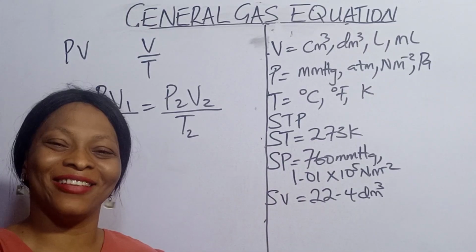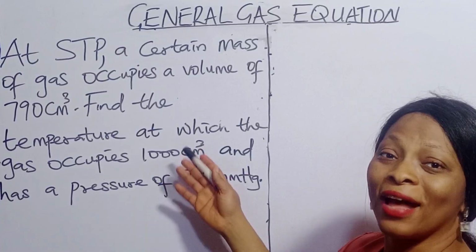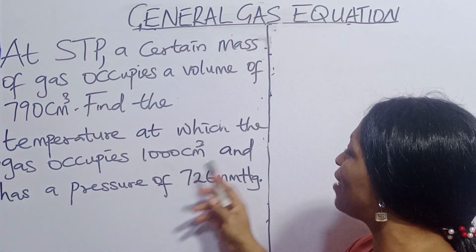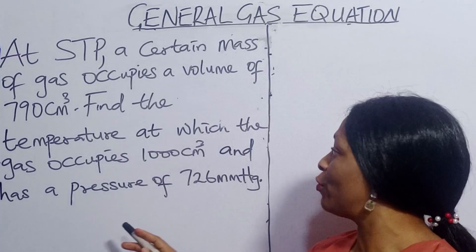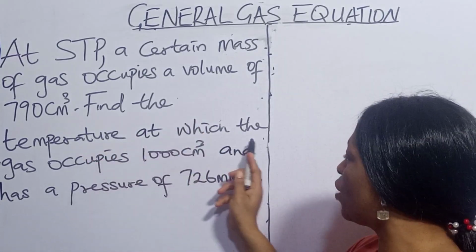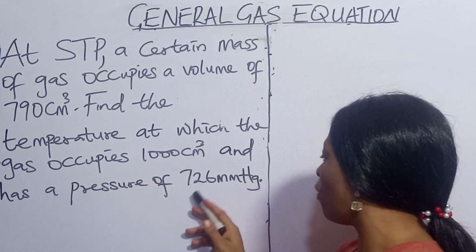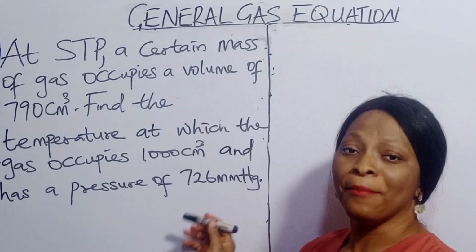Alright, so let's get to the question. Okay, let's look at this question. At STP, a certain mass of gas occupies a volume of 790 cm3. Find the temperature at which the gas occupies 1000 cm3 and has a pressure of 726 millimeter mercury.